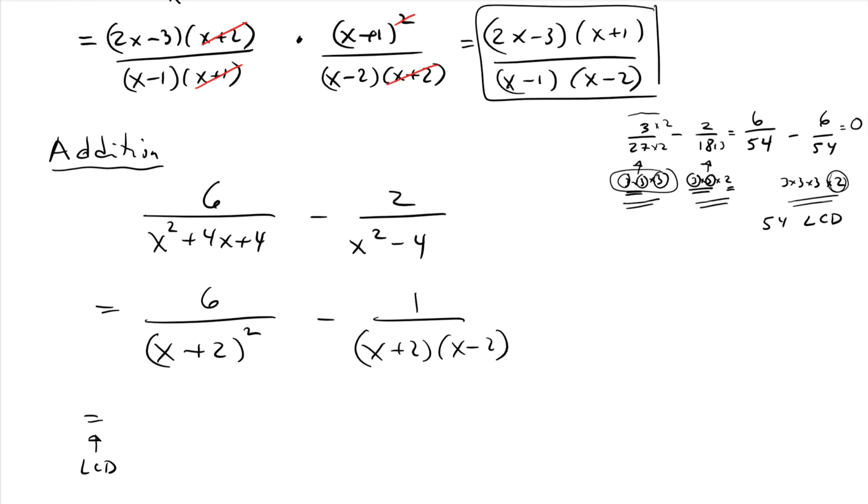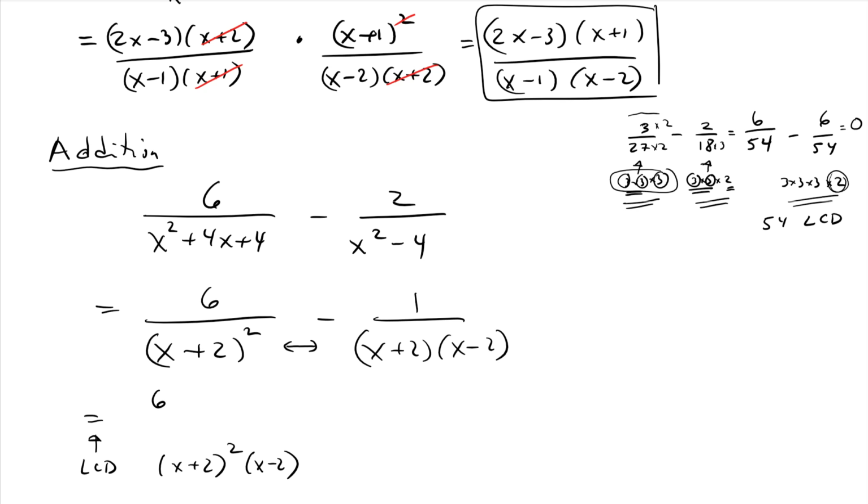For the LCD, I need 2 factors clearly of x plus 2, and I need 1 factor of x minus 2. What you don't want to do is multiply them together. If you multiply them together, you're going to get x plus 2 cubed times x minus 2, and that would be overkill. You don't need to have a cube there. A square is fine. That's all you need.